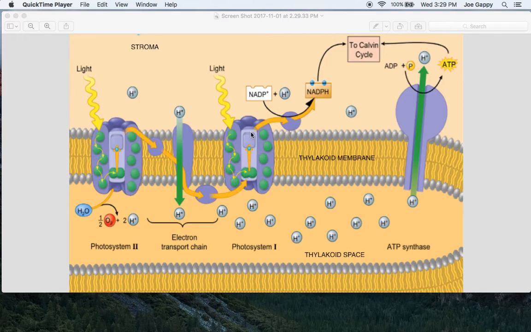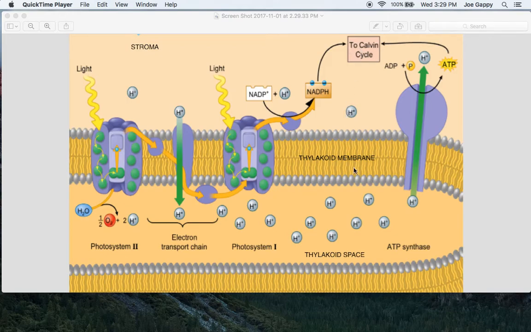Now we're at the primary electron acceptor. This primary electron acceptor then donates the electrons to another electron transport chain. In this other electron transport chain, NADP, which is an organic electron carrier, combines with H pluses and electrons, forming NADPH. This is one of the first major products needed to take into the Calvin cycle.